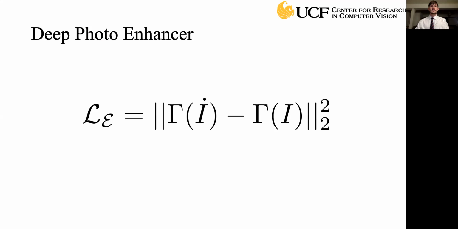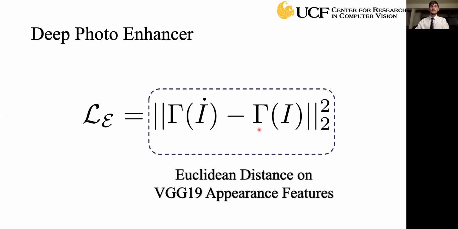To calculate the loss of the deep photo enhancer, we obtain the VGG19 appearance features for the output image and the ground truth, denoted with uppercase gamma, and then calculate the Euclidean distance between them.